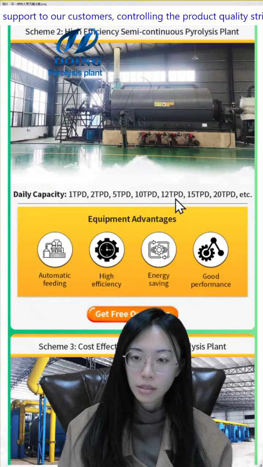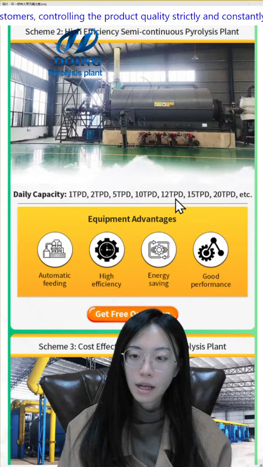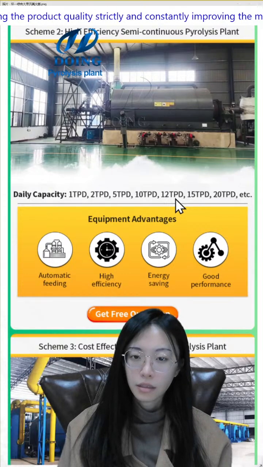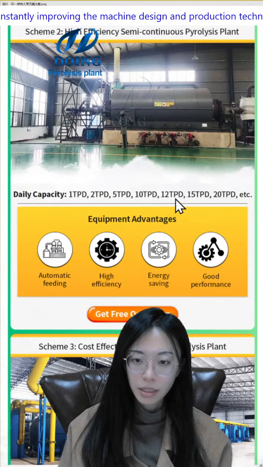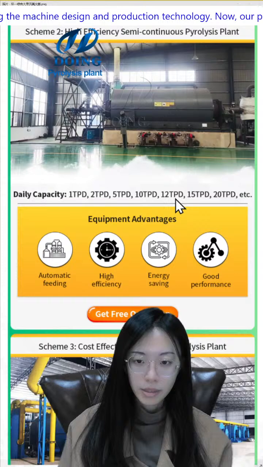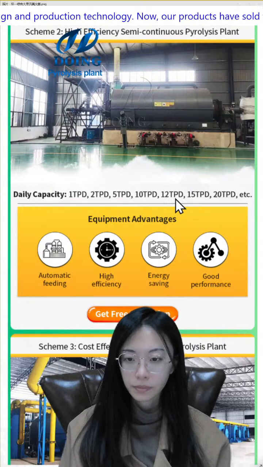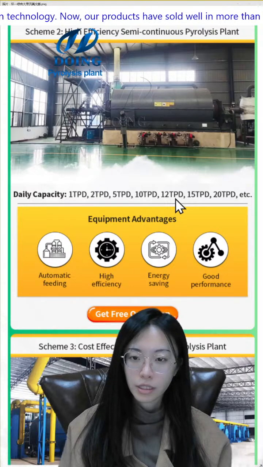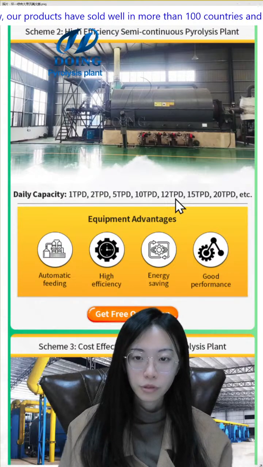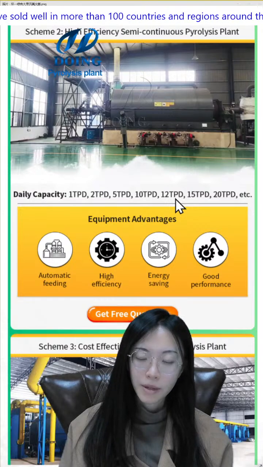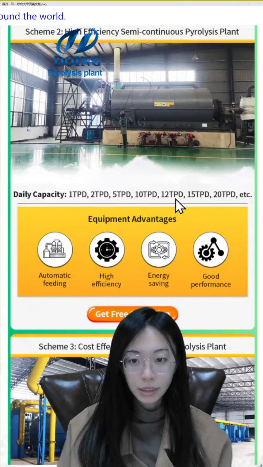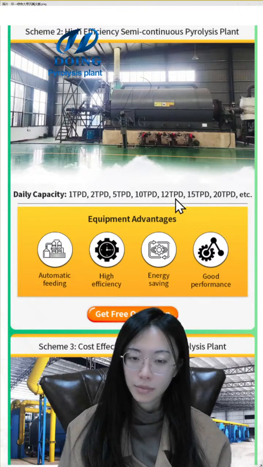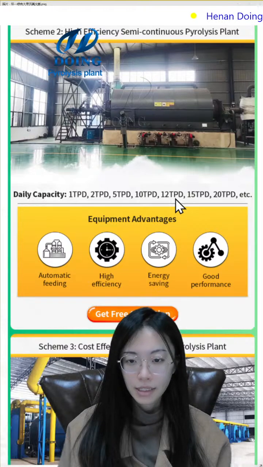And the advantages of this semi-continuous pyrolysis plant are automatic feeding. It can ensure they can feed and discharge at the same time, and high efficiency, energy saving, and good performance of the semi-continuous one. This working efficiency is we can get 3 batches for 2 days, compared with the batch type pyrolysis plant, where we can get 1 batch for 1 day. They have a higher efficiency about this. And the fully continuous one can work 45 days without stopping. So this is the newest and highest technique.